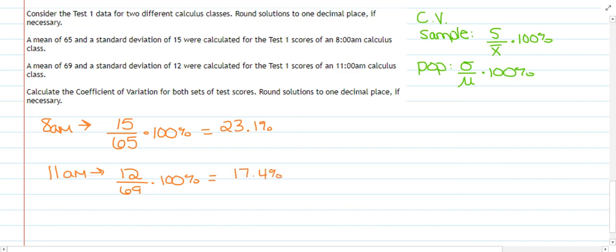Okay, so those are our coefficients of variation for each of those classes. And then we want to know which class has the greater variability. That would just be the one with the greater percentage. So the first class here, the 8 a.m. class, has the greater variability, which just means the spread is greater. Obviously, we see that with a higher standard deviation.